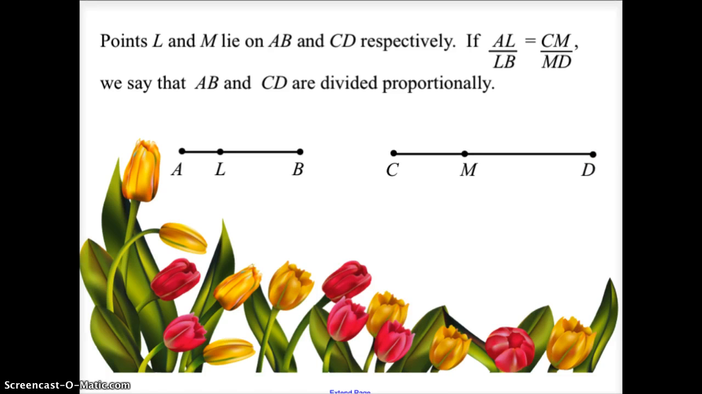That would mean that AL over LB equals CM over MD. It would also mean that the little part to the whole part, the little part to the whole part are also proportional. Likewise, the big segment to the whole segment is proportional to the big side to the whole segment.